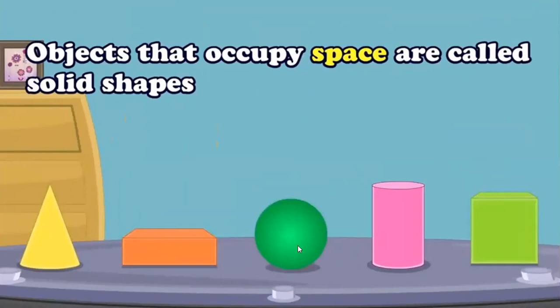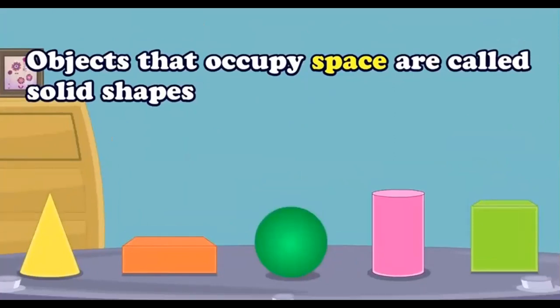So guys, you can see that objects that occupy space are called solid shapes, and these are some examples of solid shapes. Are you enjoying the video?